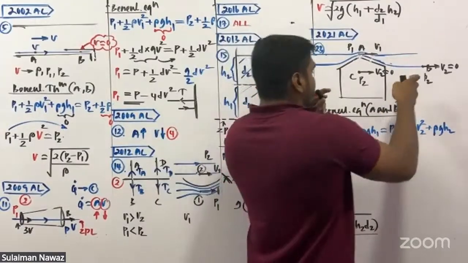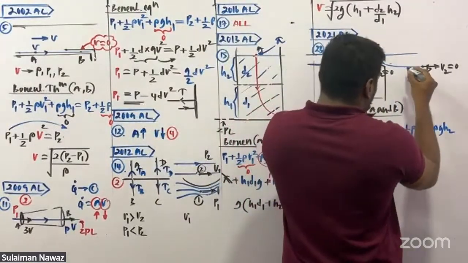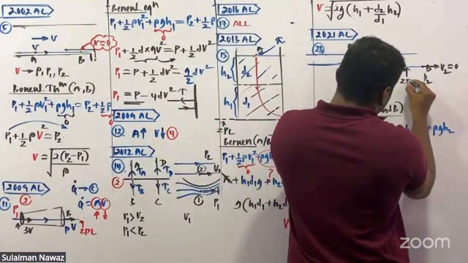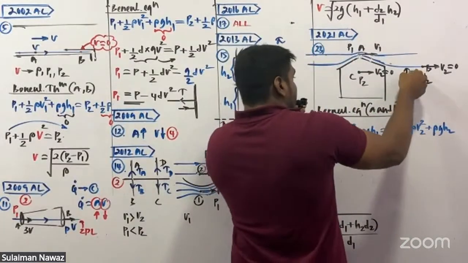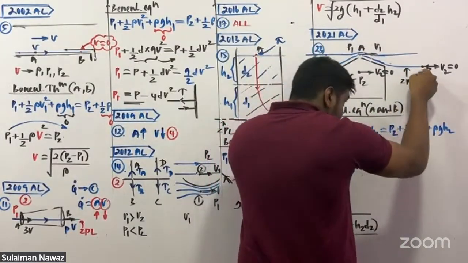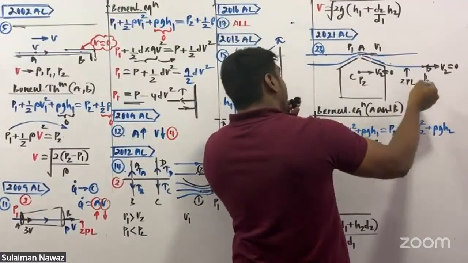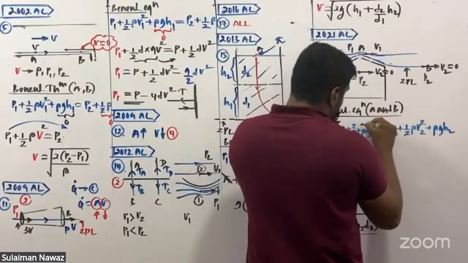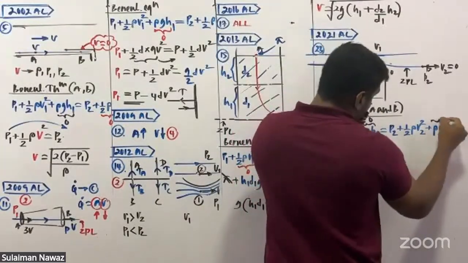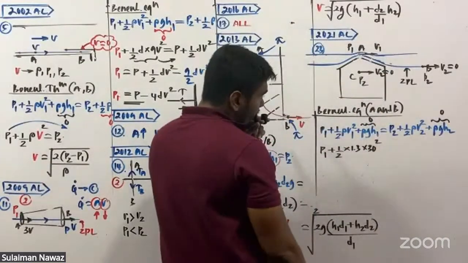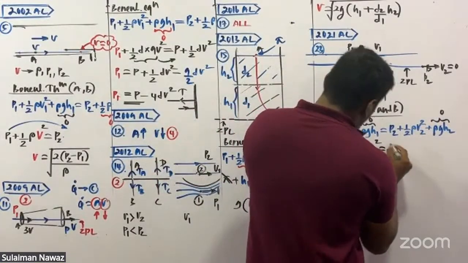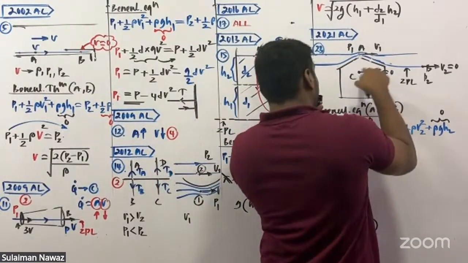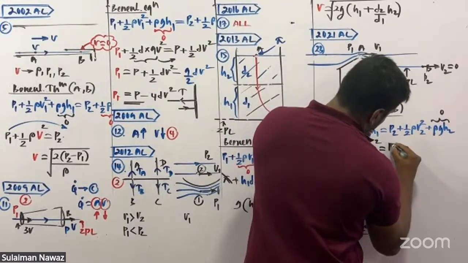In that case, if you consider this horizontal level as your zero potential level, then the gravitational potential energy per unit volume at point B and at point A are the same, so going to be zero. Then P2 is the pressure below, the pressure at point B is P2.